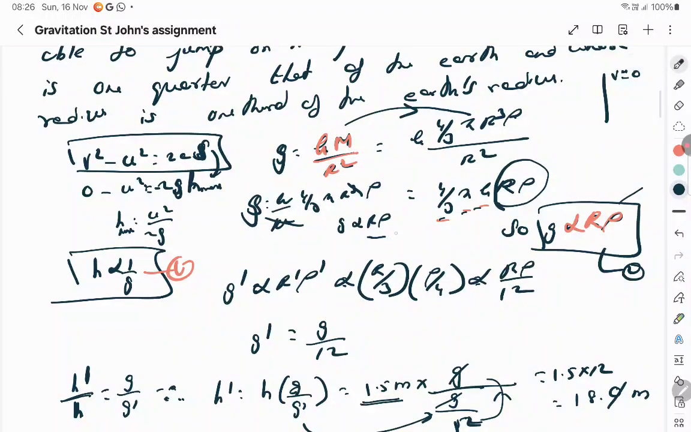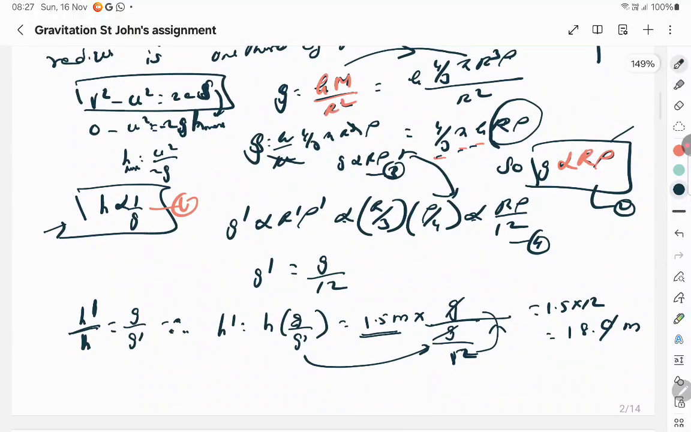Once you know that g is directly proportional to R into rho, you write g dash, therefore, is proportional to R by 3 into rho by 4. So you can find the association between g dash and g. But they're asking the height to which he can jump, for which height is inversely proportional to g. So h dash, the new height, by h is equal to g by g dash.